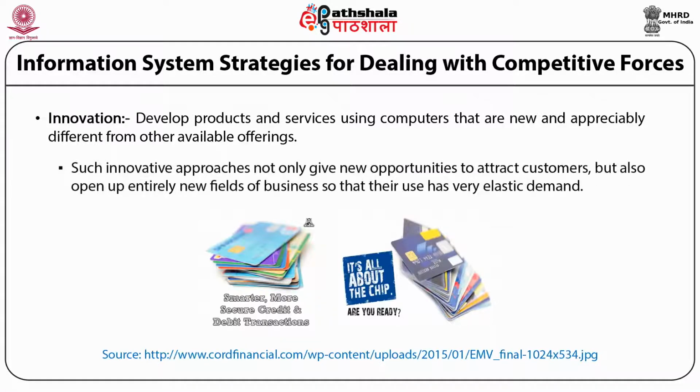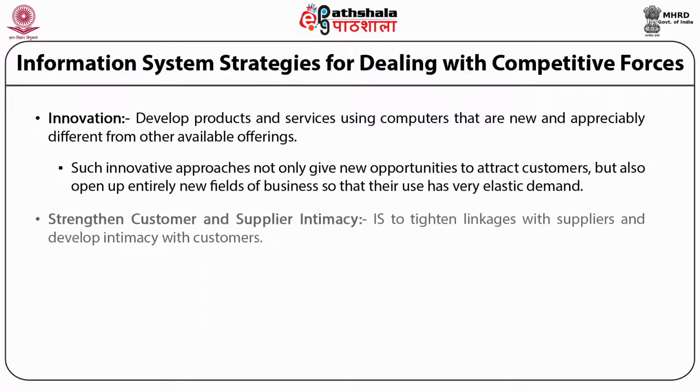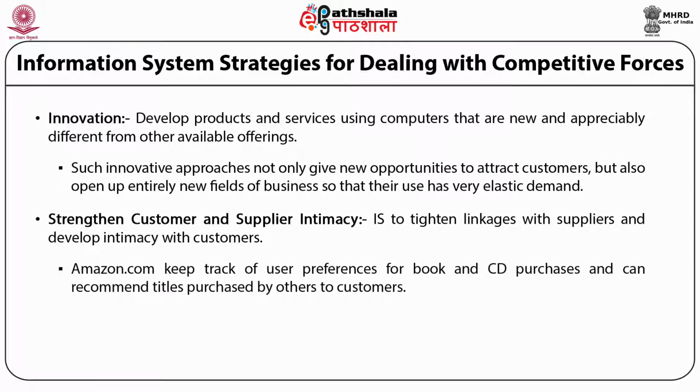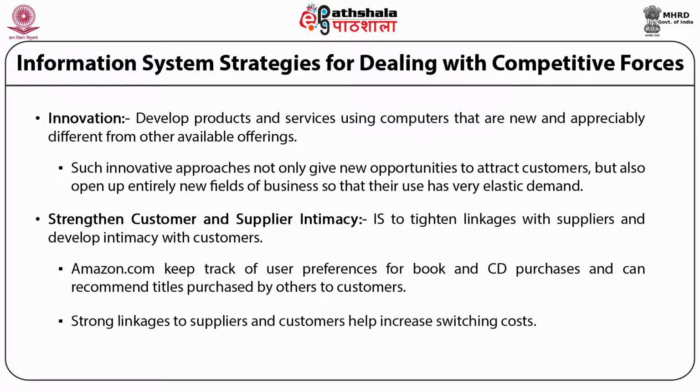Such innovation approaches not only give new opportunities to attract customers but also open up entirely new fields of business, so that their use has very elastic demand. The next level of strategy is to strengthen customer and supplier intimacy. Information systems tighten linkages with the suppliers and develop intimacy with the customer. Amazon.com kept track of user preferences for book and CD purchases and can recommend titles purchased by others to customers. Strong linkages to suppliers and customers help increase switching cost.